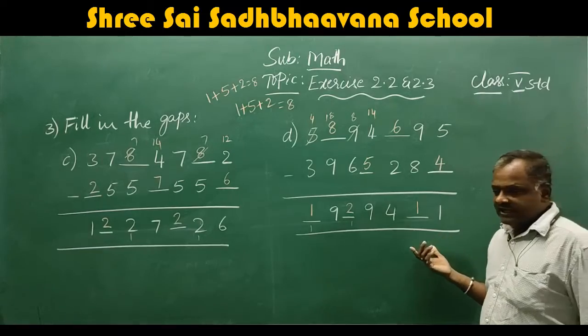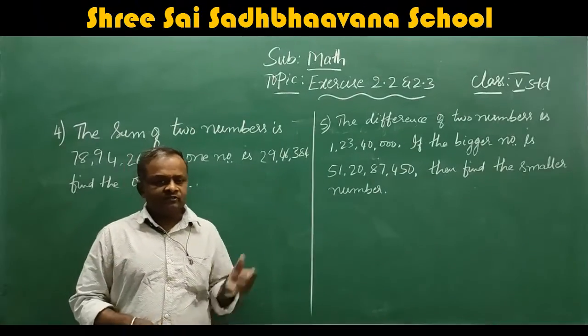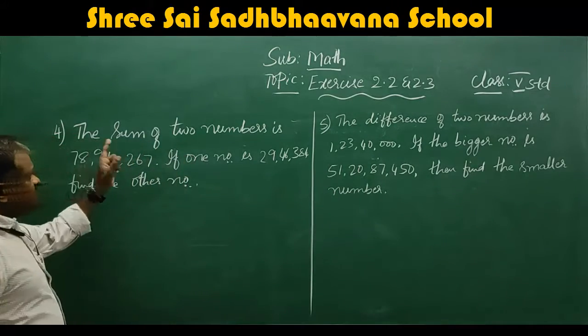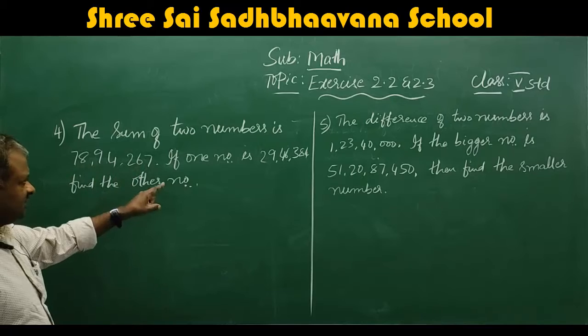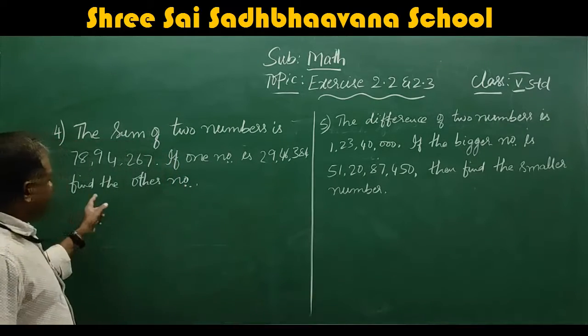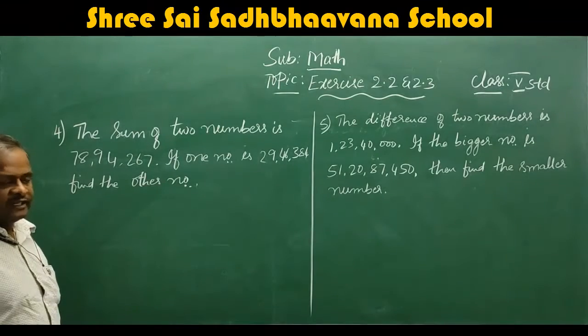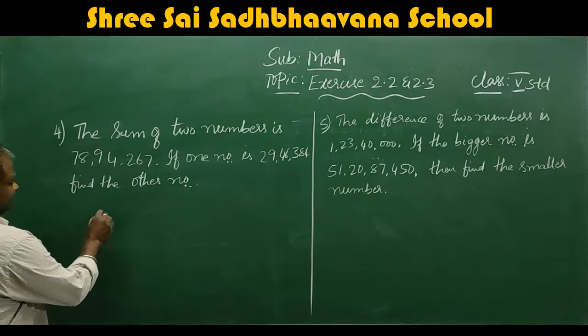Okay. Next we will move to the next main, that is fourth main. The sum of two numbers is 78,94,267. If one number is 29,46,384, find the other number. So first you write down the bigger number.